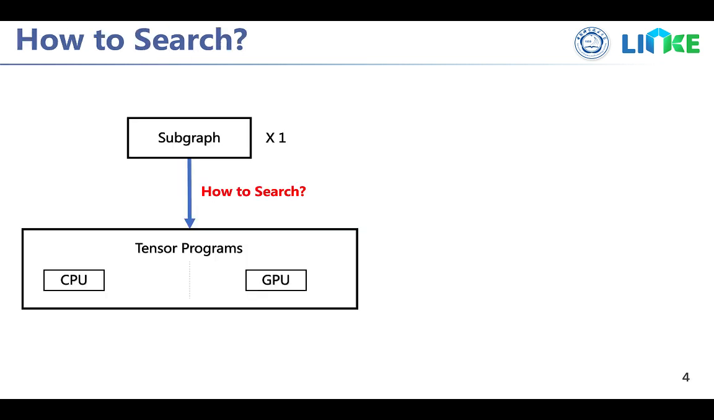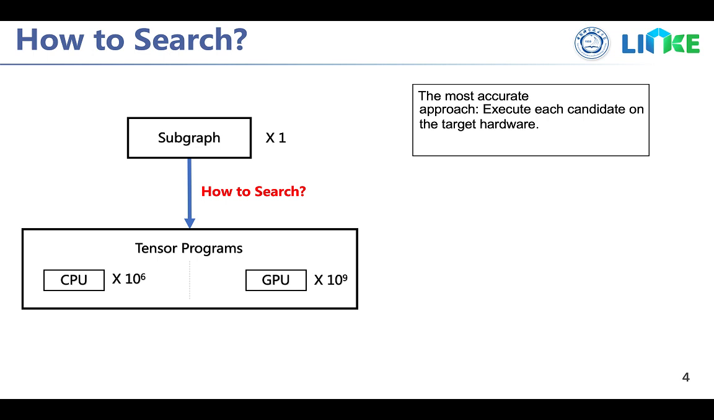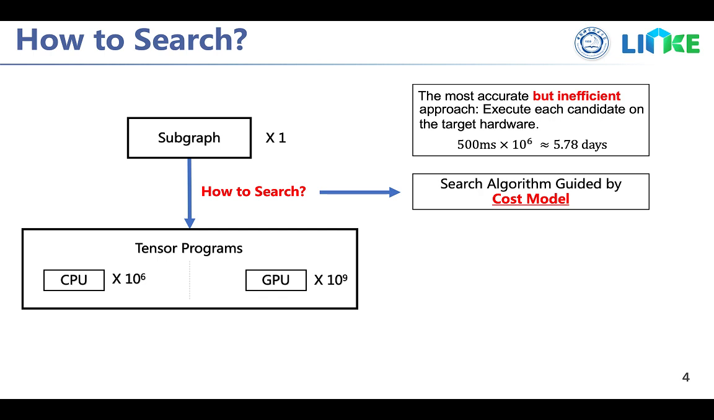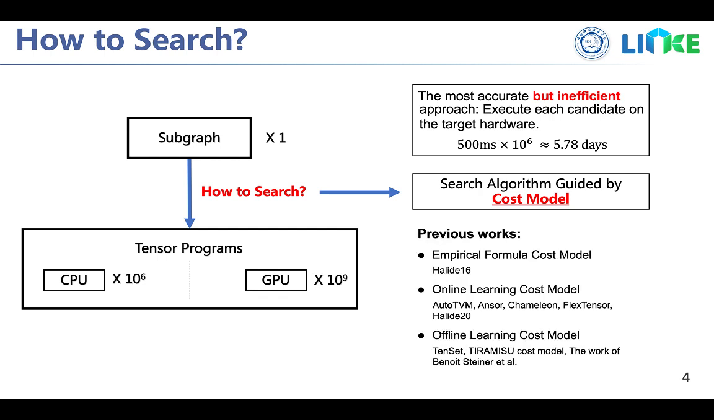Tensor program tuning is about finding the highest performing tensor program from a search space of millions, even billions. The most accurate approach is to execute each candidate on the target hardware, but that is inefficient. Most compilers resort to search algorithms guided by a cost model. However, in building a powerful cost model, previous works fall short in some aspects.